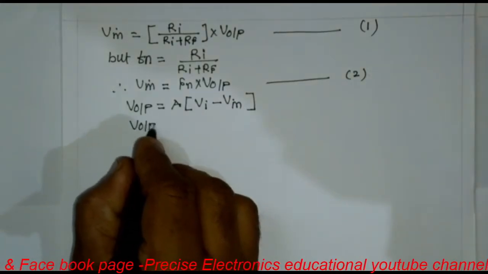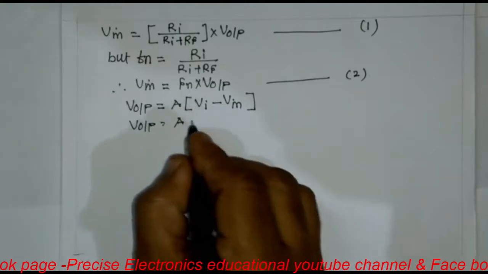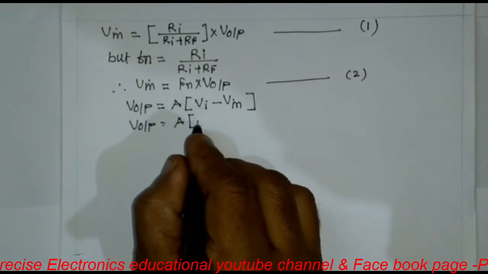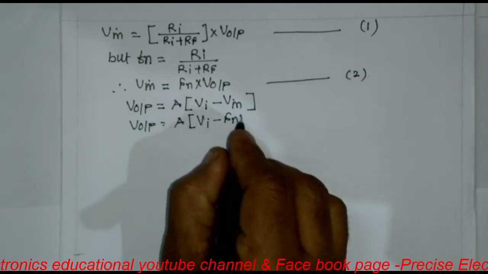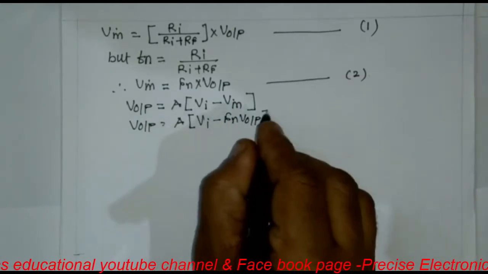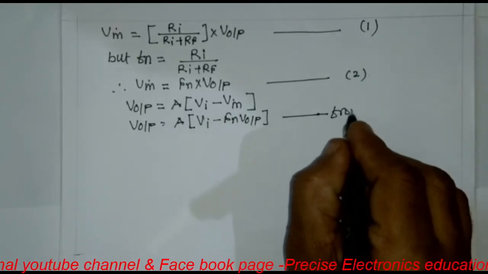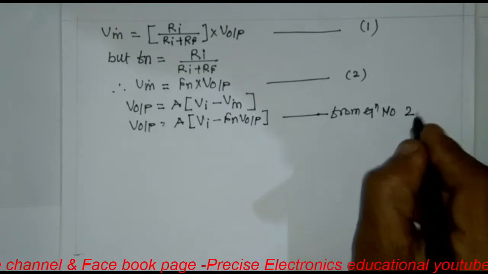Next, V output is equal to A in bracket Vi minus Vin. What is Vin? Vin is equal to Fn into V output. So it is Fn into V output. That is from equation number 2.